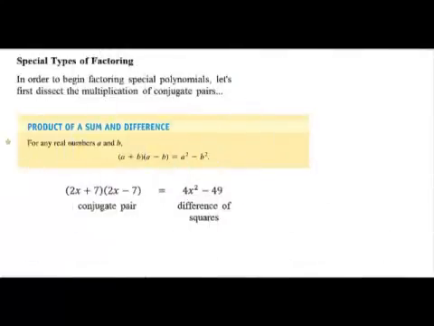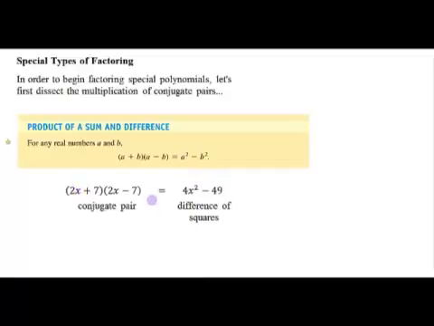Special types of factoring. In order to begin factoring special polynomials, let's first dissect the multiplication of conjugate pairs. This is also called the product of a sum and a difference. We have the sum of two numbers and the difference of two numbers, and we're taking the product of those. Remember that when we multiplied those, the middle terms, the O and the I of the FOIL method, end up canceling out, and we have just a squared minus b squared.